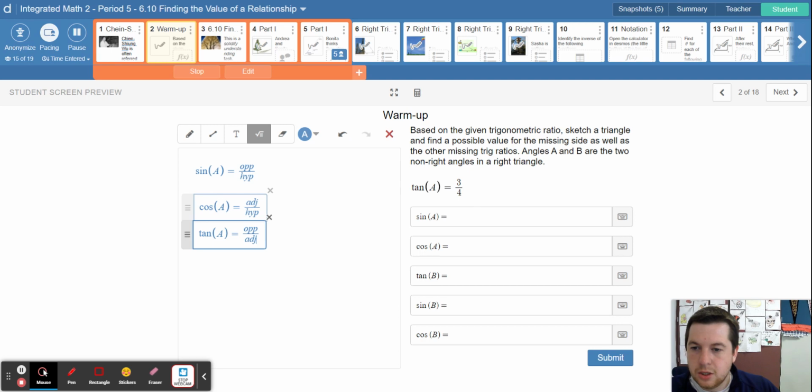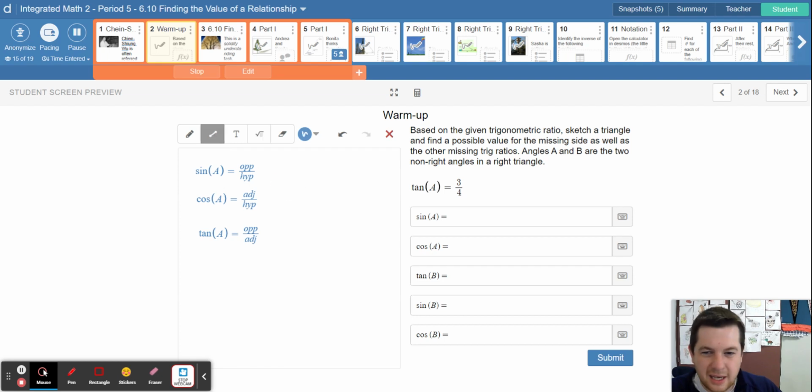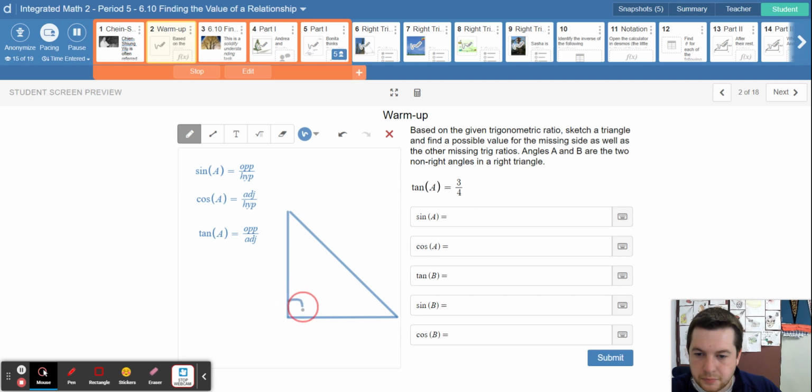Now, those terms of opposite, adjacent, and hypotenuse all refer to side lengths in a right triangle. So I'm going to sketch a right triangle here. So here's a right triangle. I have my right angle here, and we need to pick a reference angle. It doesn't matter which one of these we pick. Our reference angle won't be the 90 degrees, but it can be either the top or the bottom one. I'm just going to make it the top one, A, for now.